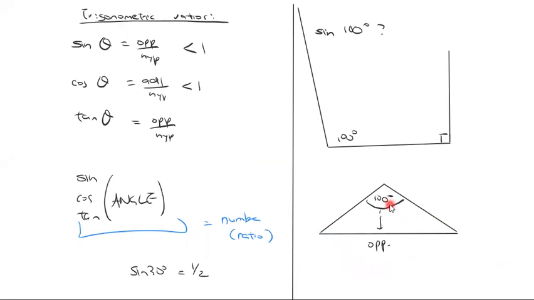I mean, if this is 100, we've got an alpha, we've got a beta, right? And they must add up to 80. It's not possible one of them's 90. If you have a right angle and 100, then you can't make a triangle. Okay, there is no hypotenuse. We have two adjacents. In other words, these definitions don't make any sense.